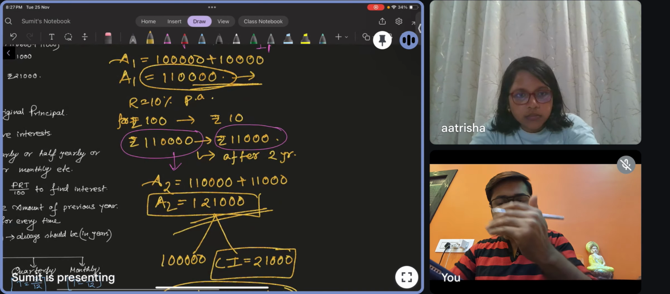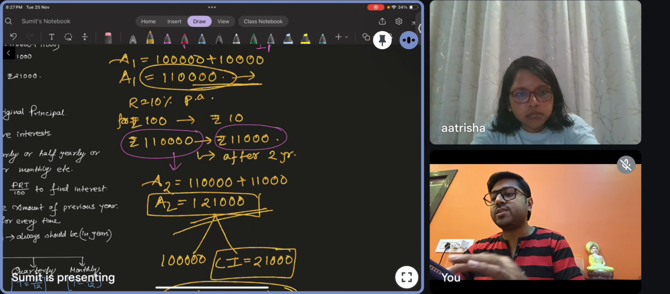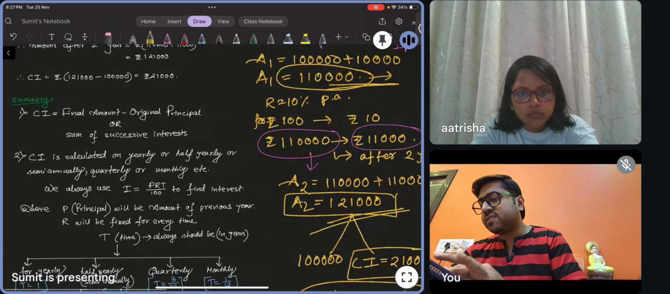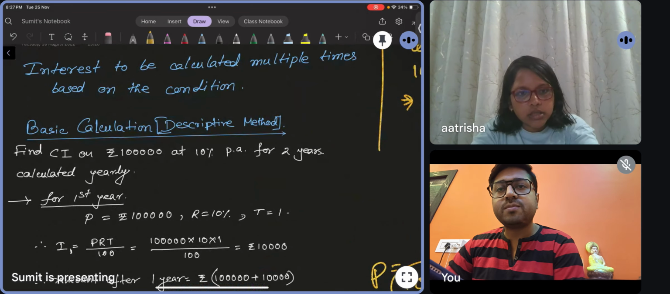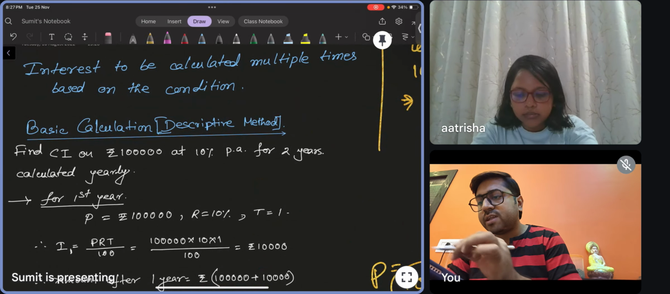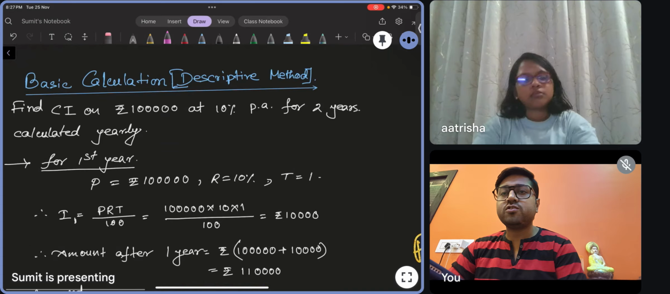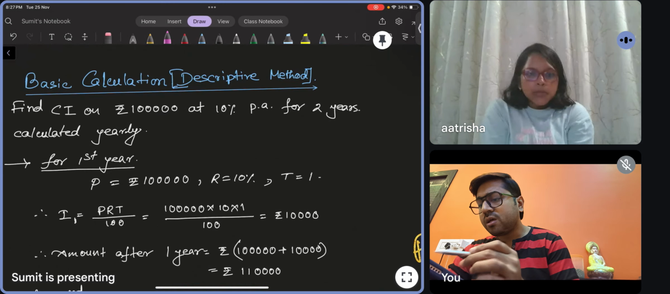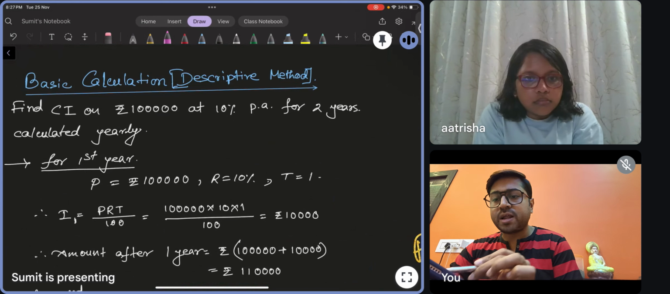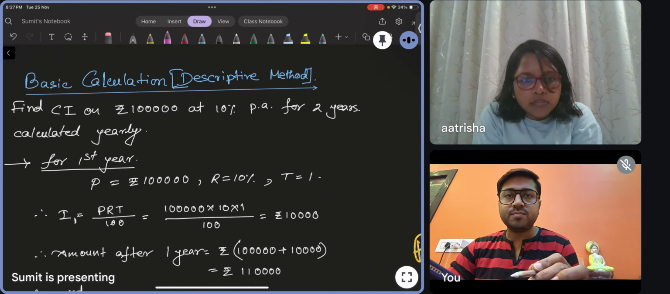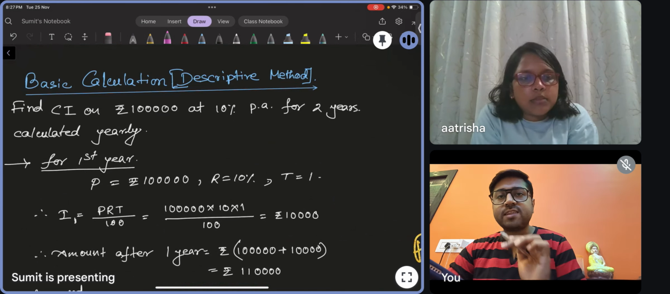The thing that we have seen right now is called the descriptive method. What is called the descriptive method? So let's have an example. This is the basic calculation of the descriptive method. What is given? Find CI on 1 lakh at 10% per annum for 2 years compounded yearly. Whatever I have said as an example.